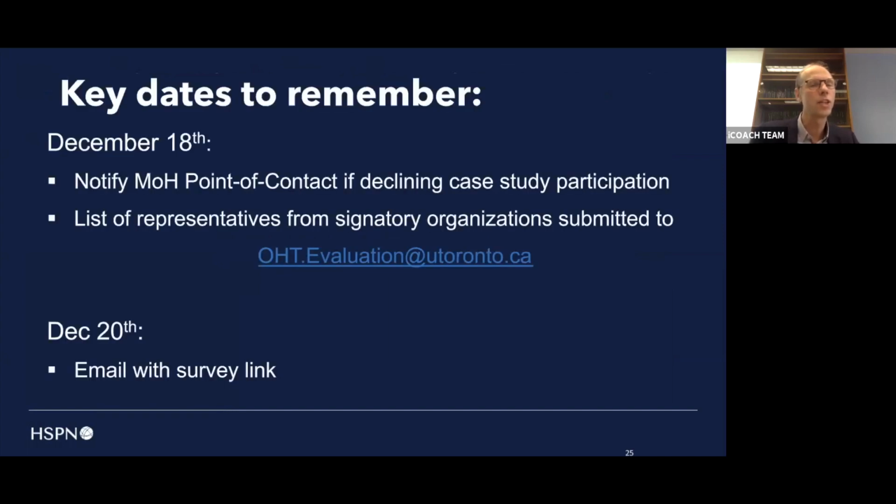A couple key dates to remember. We have requested, which is why we're very popular today, that by tomorrow we would start with a list of key points of contact from each signatory organization. So not the names or contact information for the signatories necessarily, but representatives from the signatory organizations or individuals that were most involved in developing the application.